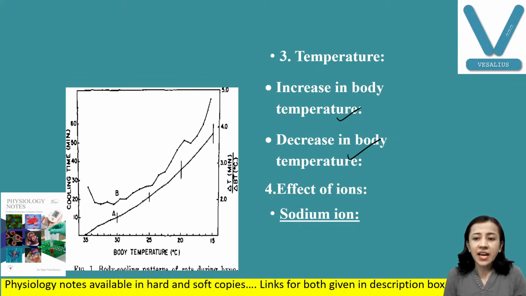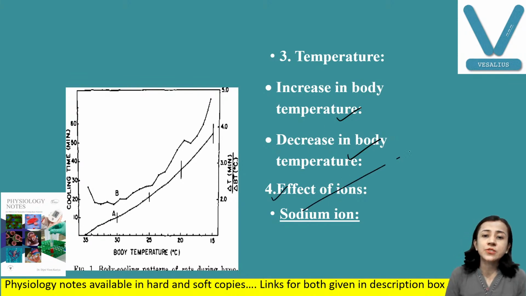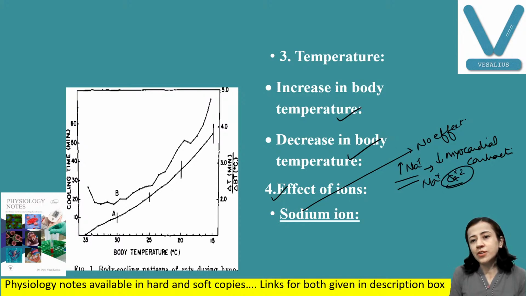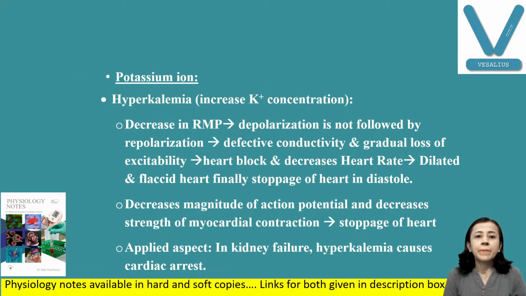Various ions: sodium ions. Decrease in the sodium ion has no effect on cardiac contraction, but if sodium ions increase in extracellular fluid, what happens? There is decrease in the myocardial contractility. Why? Because sodium ions compete with calcium ions. So now calcium ions cannot work as much, sodium ions are working and their action is less, so they decrease myocardial contractility.